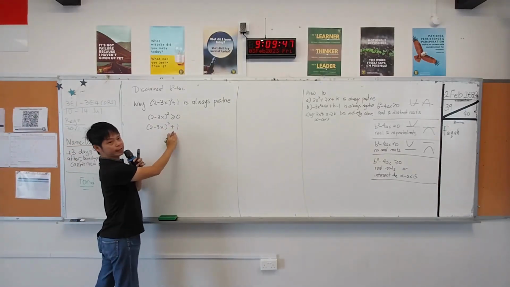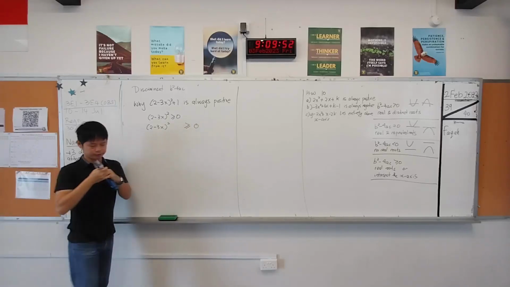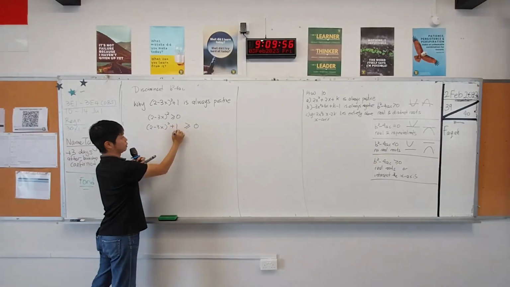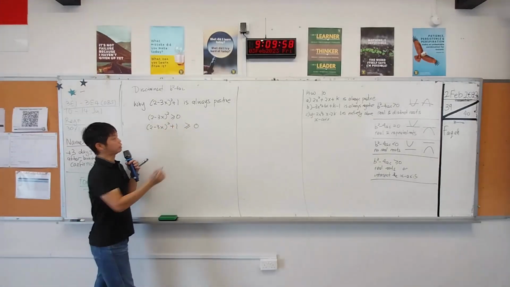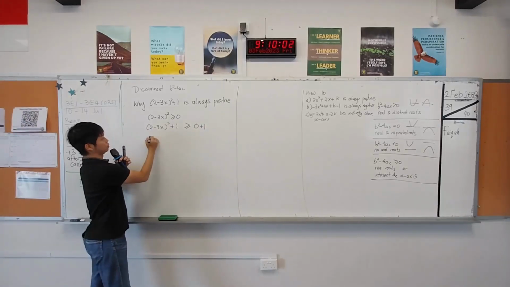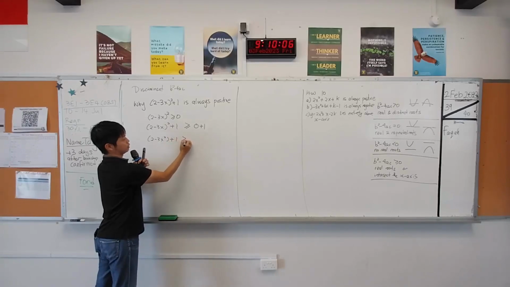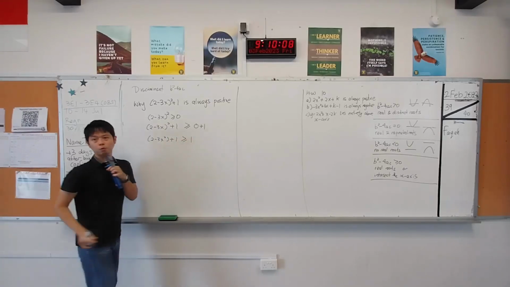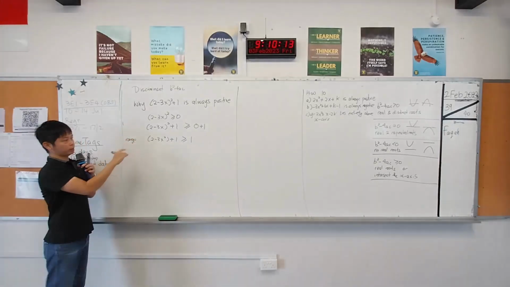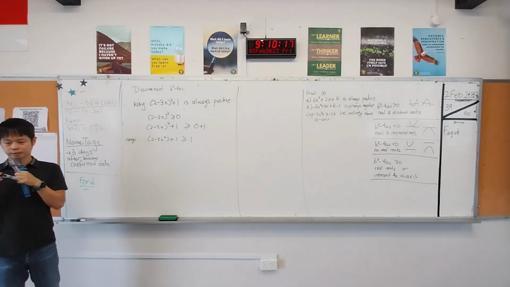If you do not know that, you can refer back to the very first lesson. What do I do on the left? I need to plus 1. What do I do on the right? I also need to plus 1. So (2 minus 3x) squared plus 1 must be greater than or equal to 1. That is called the range. (2 minus 3x) squared plus 1 is greater than or equal to 1.